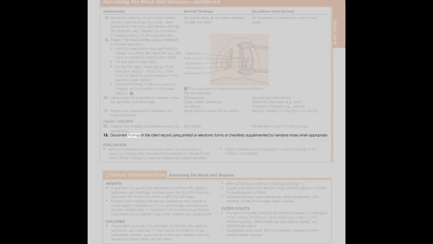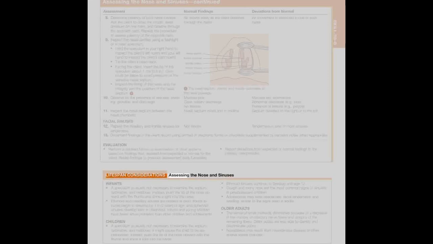13. Document findings in the client record using printed or electronic forms or checklists, supplemented by narrative notes when appropriate. Nasal septum, middle turbinate, middle meatus, inferior turbinate. The nasal septum, inferior and middle turbinates of the nasal passage. Evaluation. Perform a detailed follow-up examination of other systems, based on findings that deviated from expected or normal for the client. Relate findings to previous assessment data if available. Report deviations from expected or normal findings to the primary care provider.